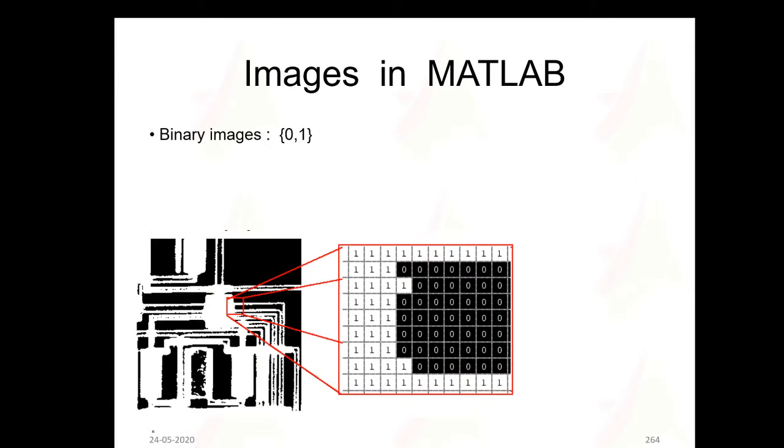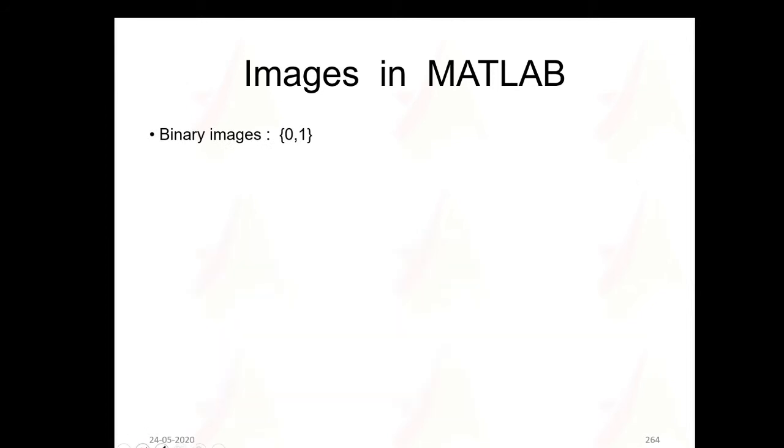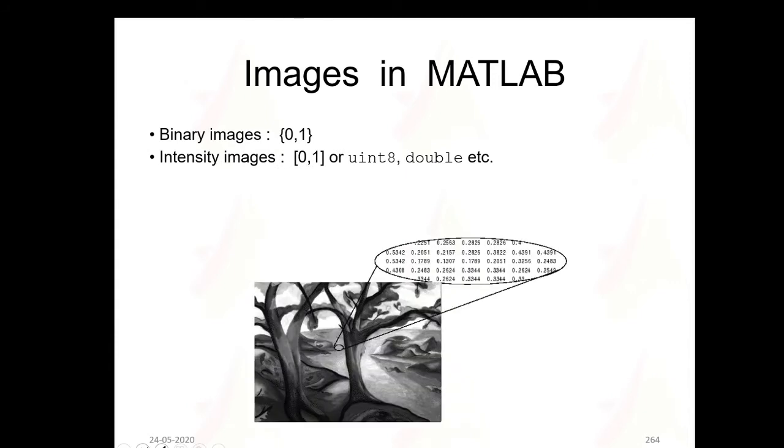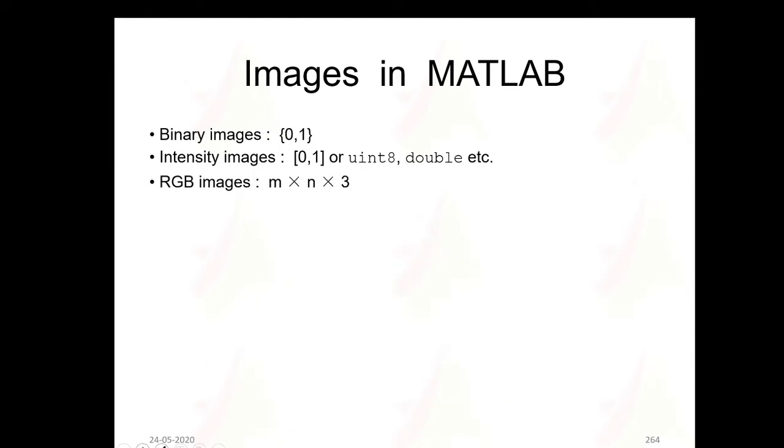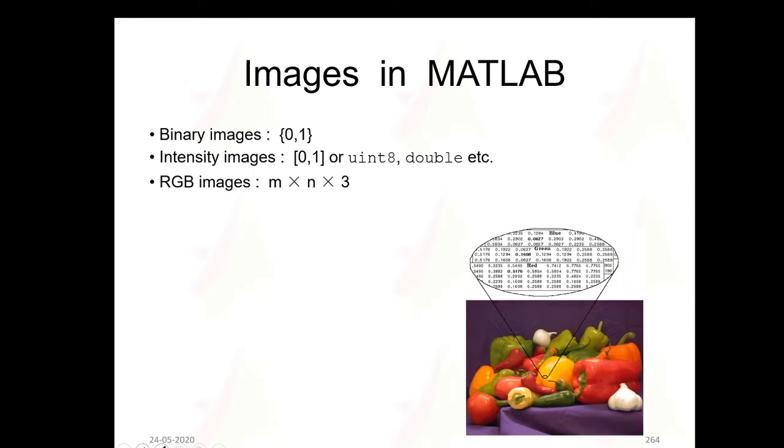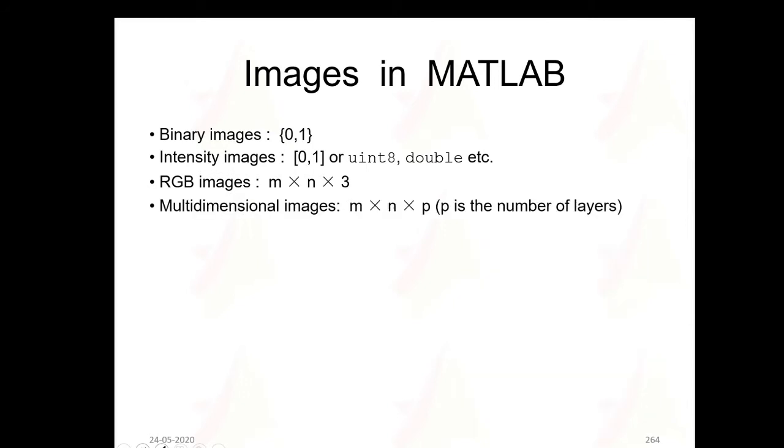I am skipping this one. You can see here better. Binary images mean we have zeros and ones in a matrix. If it is an intensity grayscale image, we have values between 0 and 1, depending upon the intensity. Intensity images are stored here, and you can see RGB images are available. We have M, N and P; multidimensional images are also available.